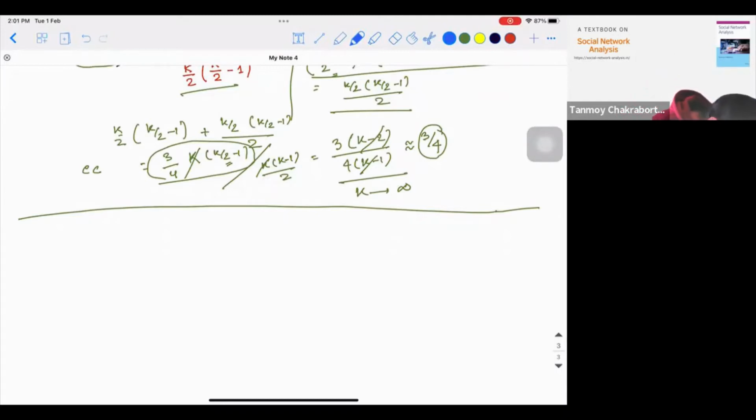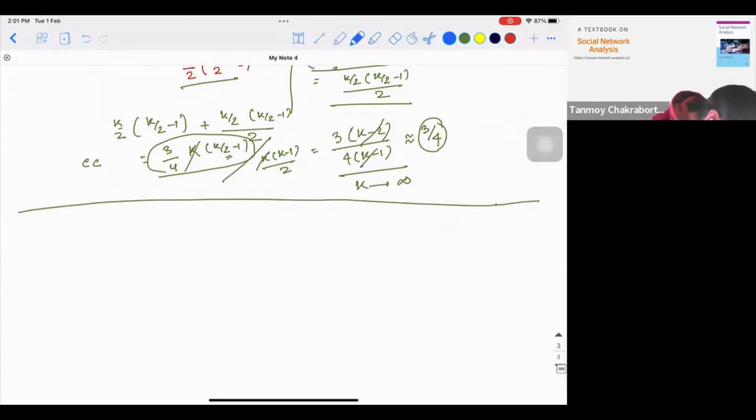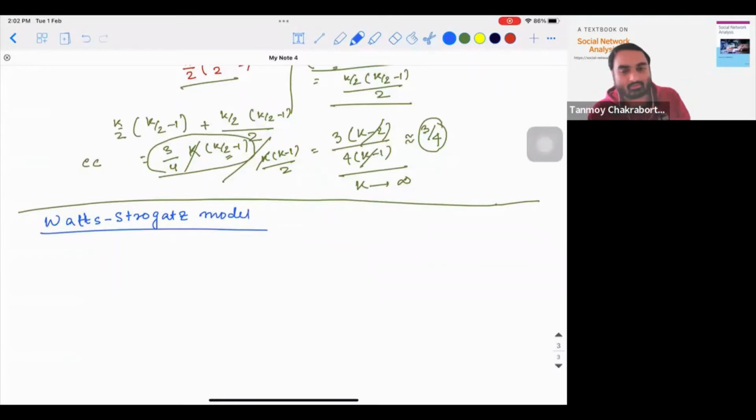Okay, so in around 1998, 1999, two scientists, Watts and Strogatz, proposed a model which is called the Watts-Strogatz model. Now, the Watts-Strogatz model is not a particular model, it is basically a suite of models, and the idea is that you start with a regular graph, the regular lattice that I mentioned, right? And you do some modification so that the extreme case is a random network, right?